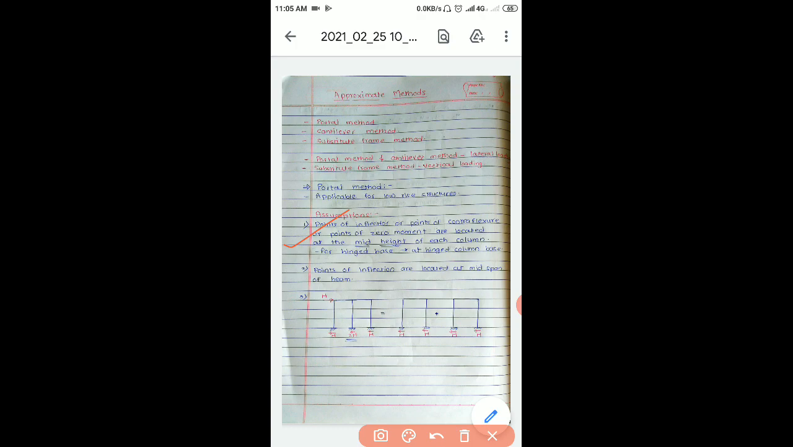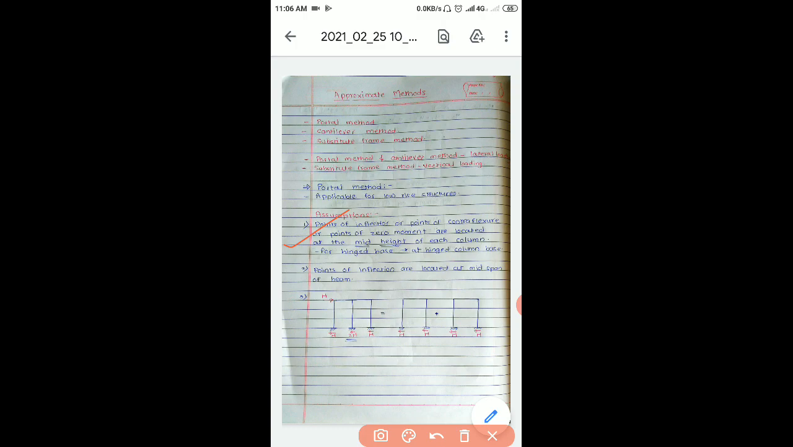So the assumptions in portal frame method are about the points of inflection. Now what is the point of inflection or point of contraflexure? It is the point where bending moment changes its sign. And what do you mean by bending moment changes its sign? If it is converting from positive moment to negative moment, then at some point there will be zero moment. So that is the point of zero moment, and that point is called the point of inflection or point of contraflexure.